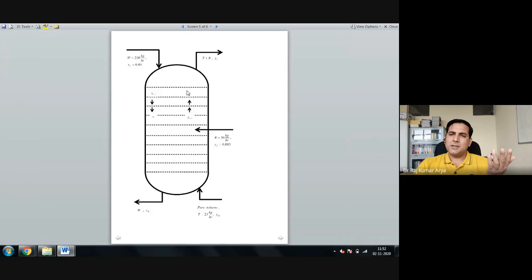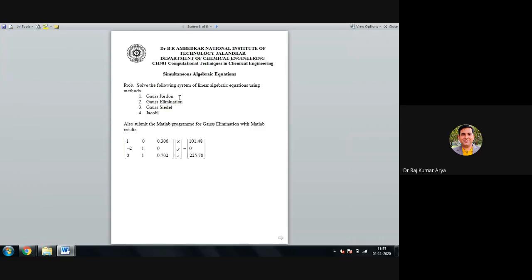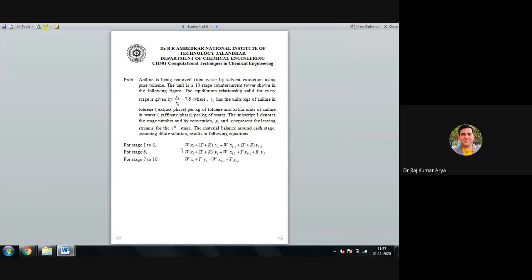Whatever is coming in, we have to see where it is coming from. If this is coming from here, this would be maybe x1 minus 1, so one less, so it becomes x0. What is leaving from here becomes x1. That way, if you write your equations, you will end up with this one. So for stage 1 to 5, you have W plus Xi, which is coming to that.